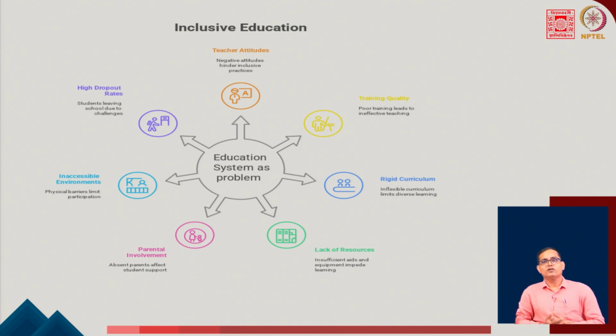Lack of resources is also one of the limitations of the integrated education system, because due to lack of resources, the system will not be prepared to truly welcome the children with disabilities and support them. Rigid curriculum is also one of the most important barriers that needs to be taken care of during the inclusive educational setup.